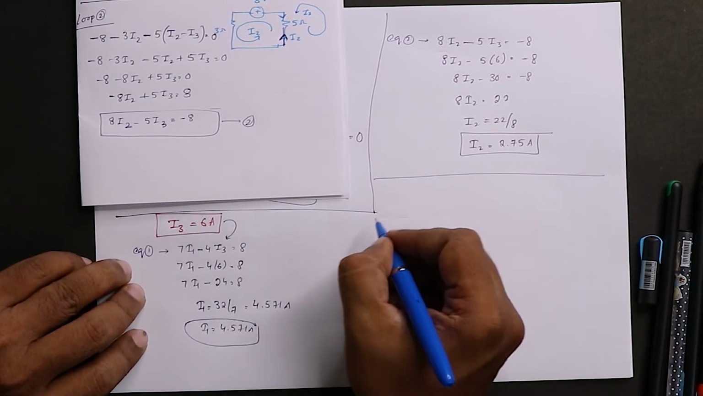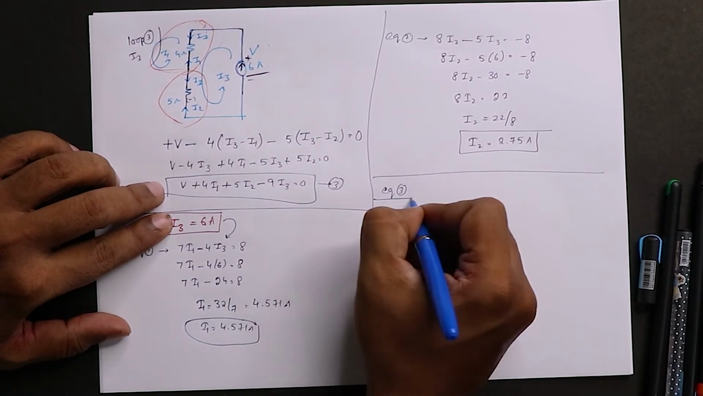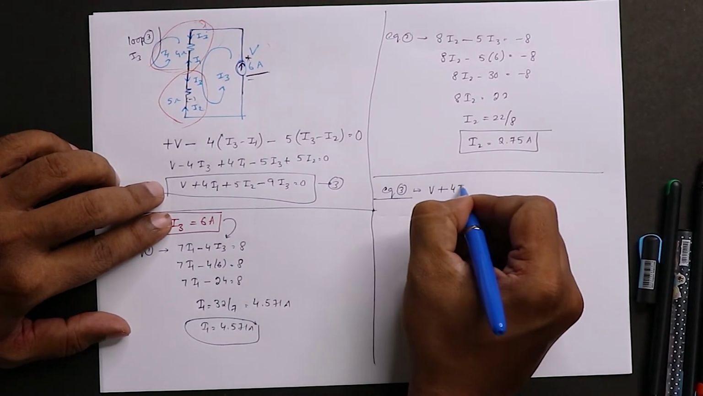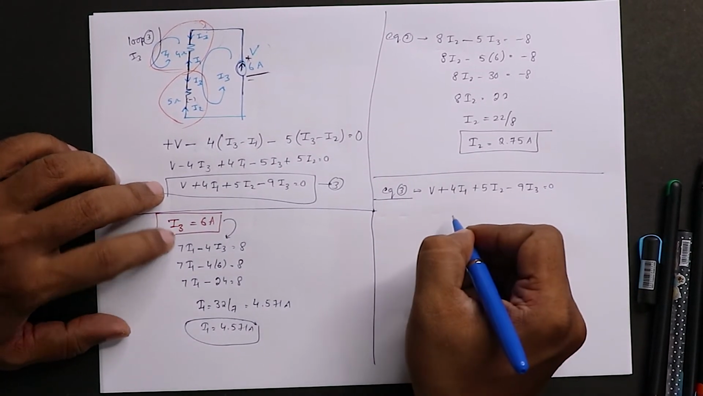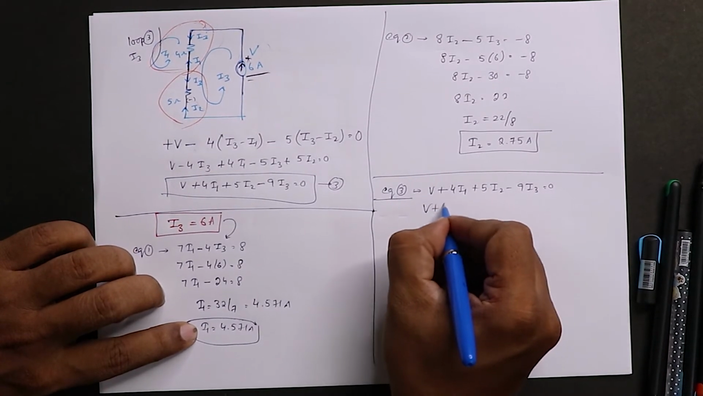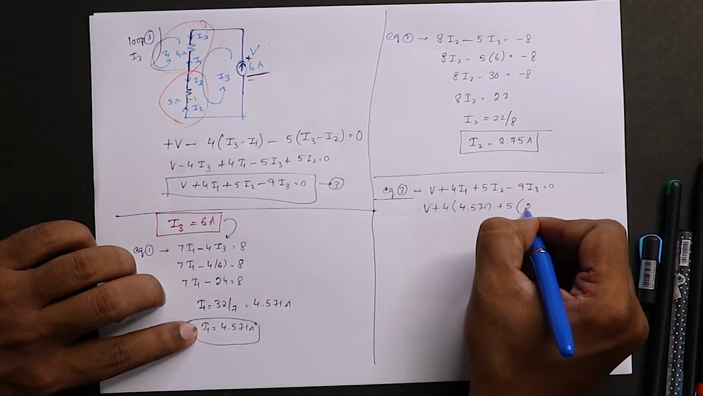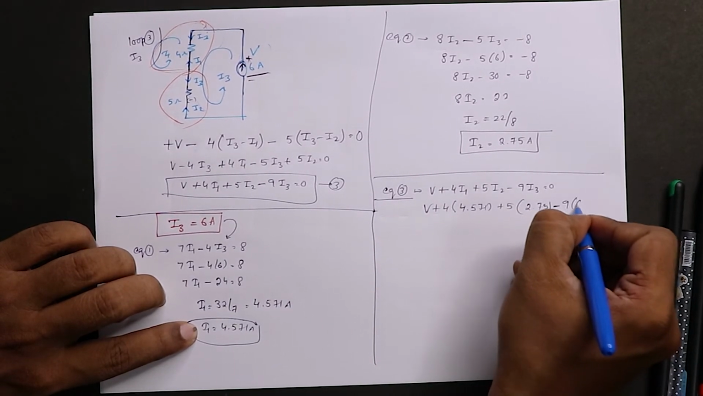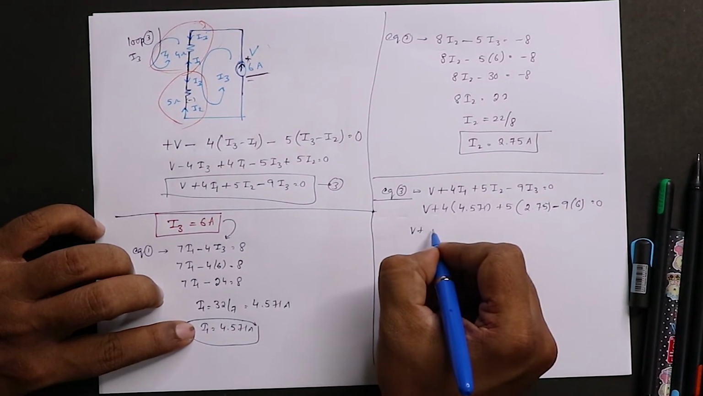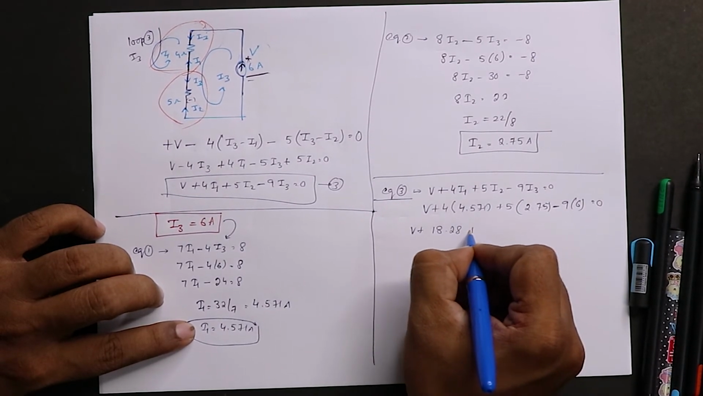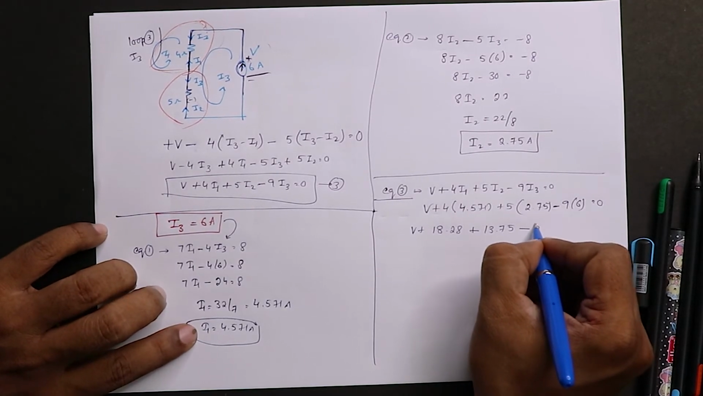Now to find out V is very, very simple. Go to equation 3 directly. What is equation 3? V plus 4I1 plus 5I2 minus 9I3 is equal to 0. I have I1, I have I2, I have I3. Substitute directly without any back looking. Don't look in any other direction. Directly substitute I3 is 6. If I solve, let me solve: 4 into 4.57 is 18.3, plus 13.75, minus 9 into 6 is 54.